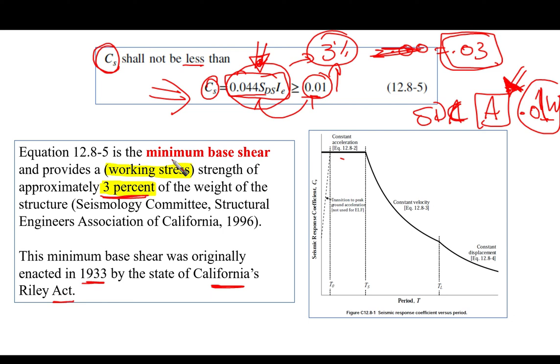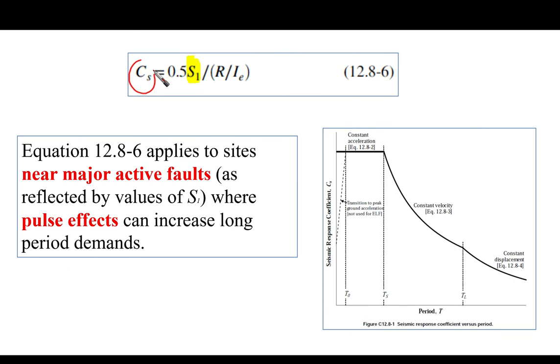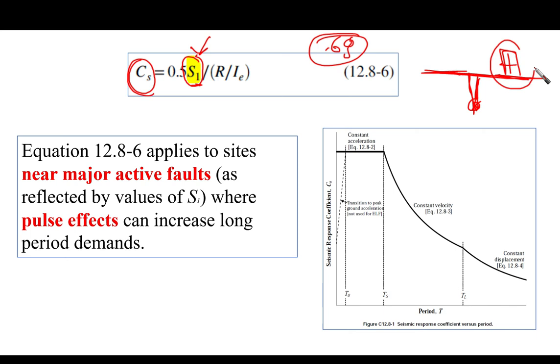Another minimum, which is for CS: we found that whenever we have buildings near a fault, these buildings behave a little bit differently. So we need to put some minimum limit for the seismic coefficient. How can we limit this? We found that S1, take care, it's not SD1, it is S1, the mapped spectral acceleration at 1 second. Whenever S1 is larger than a certain value, which is 0.6 g, there are some minimum requirements we need for the building. So we put a limit for this.